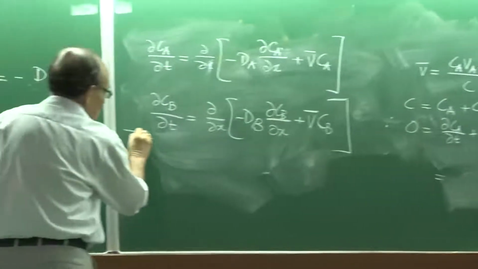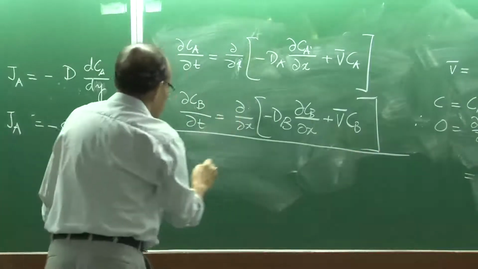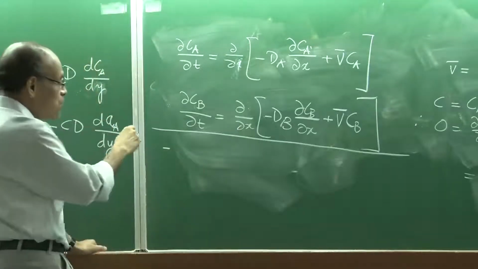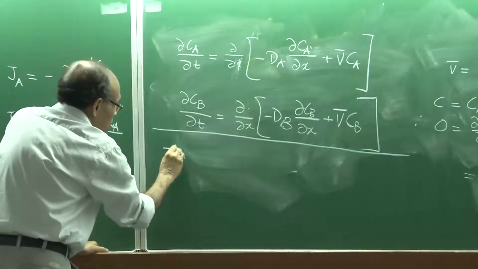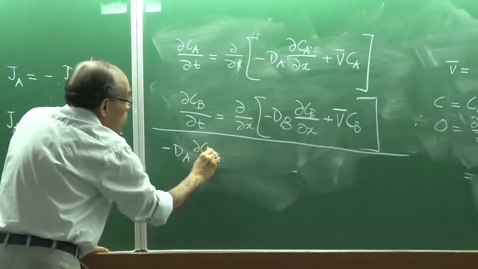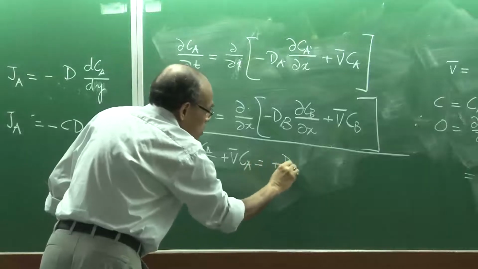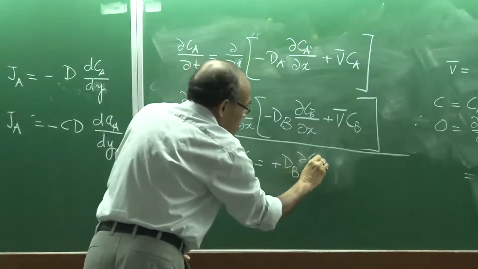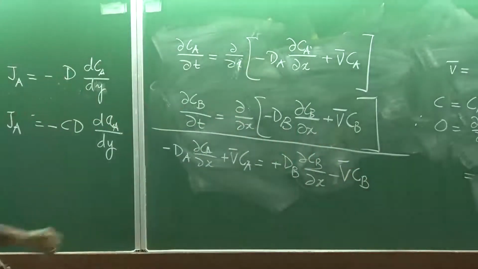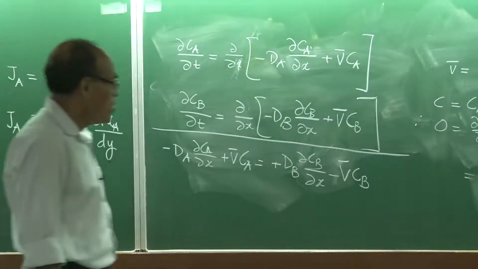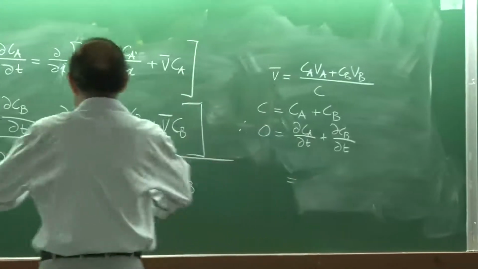So if we add these two equations, then what do we get? I will just omit one or two steps and then write you the final. If we add this and apply this particular condition, then we will get minus dA dCa/dx plus V bar Ca, plus dB, because I have transposed it to the other side, dCb/dx minus V bar Cb. And so I am now trying to find an expression for the drift velocity in terms of the pertinent variables.